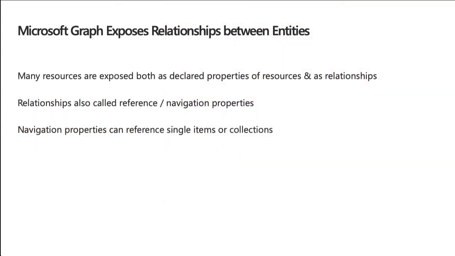Many Microsoft Graph resources expose both declared properties of the resource as well as its relationships with other resources. These relationships are also called reference properties or navigation properties, and they can reference either a single resource or a collection of resources. For example, the mail folders, manager, and direct reports of a user are all exposed as relationships. Normally, you can query either properties of a resource or one of its relationships in a single request, but not both. You can use the $expand query string parameter to include the expanded resource or a collection referenced by a single relationship, a navigation property, in your results.